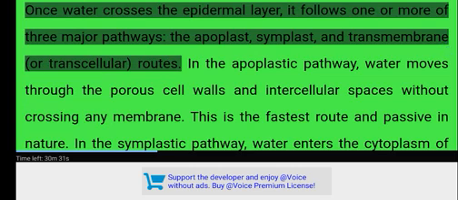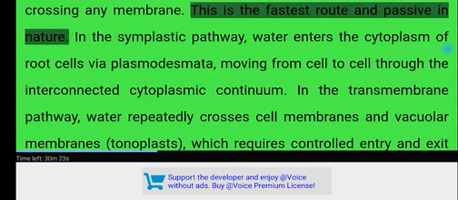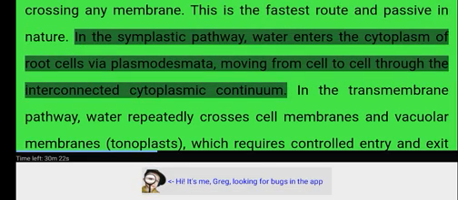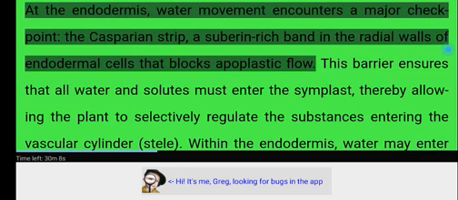Once water crosses the epidermal layer, it follows one or more of three major pathways: the apoplast, symplast, and transmembrane or transcellular routes. In the apoplastic pathway, water moves through the porous cell walls and intercellular spaces without crossing any membrane. This is the fastest route and passive in nature. In the symplastic pathway, water enters the cytoplasm of root cells via plasmodesmata, moving from cell to cell through the interconnected cytoplasmic continuum. In the transmembrane pathway, water repeatedly crosses cell membranes and vacuolar membranes, tonoplasts, which requires controlled entry and exit through aquaporins, specialized membrane proteins facilitating water permeability.